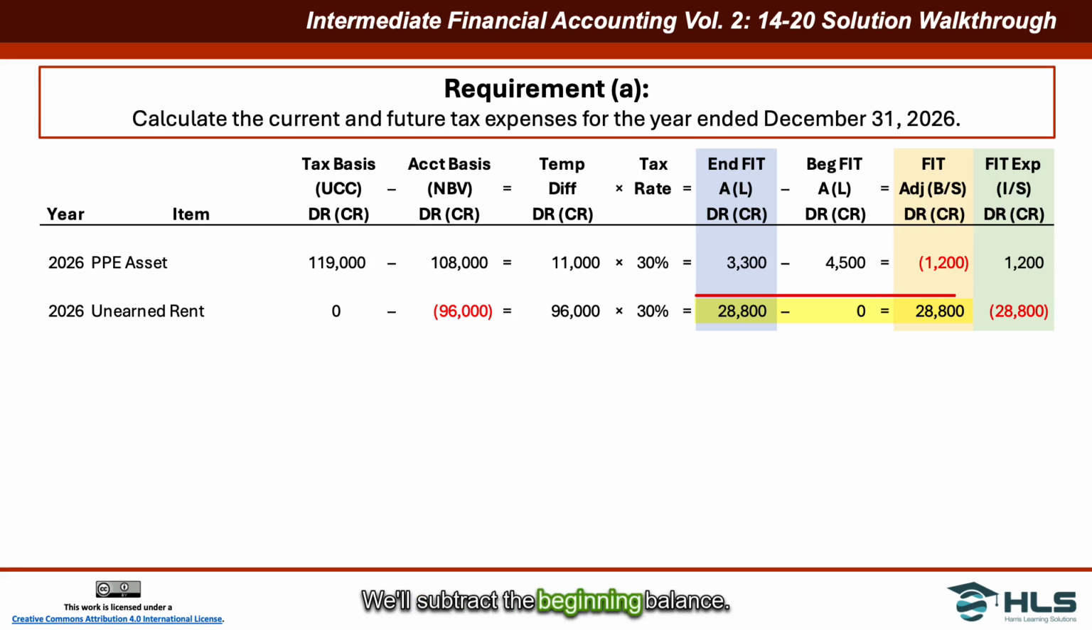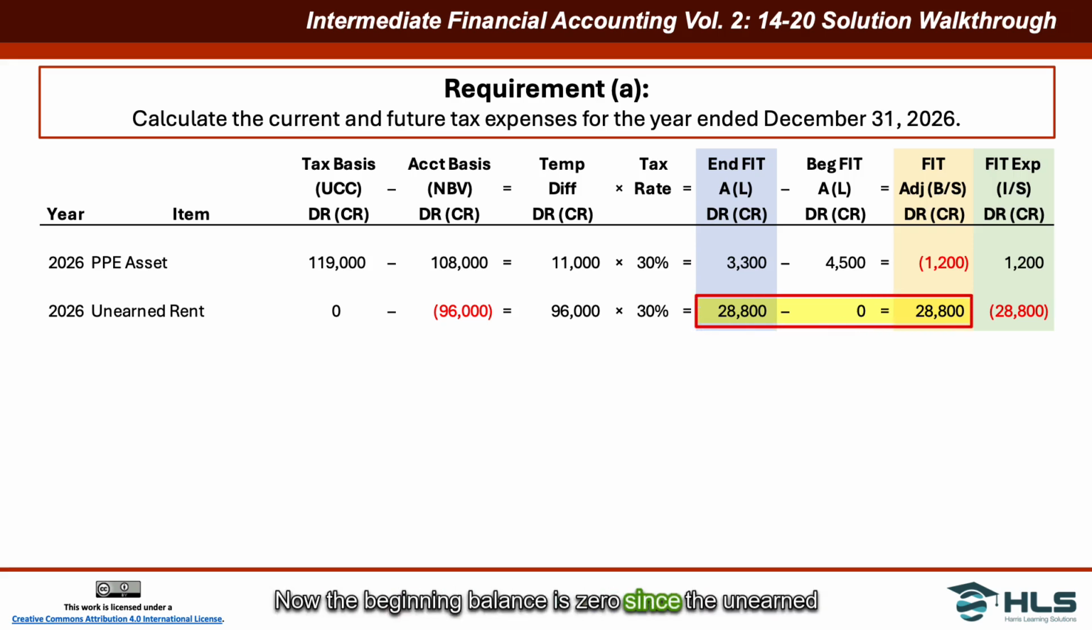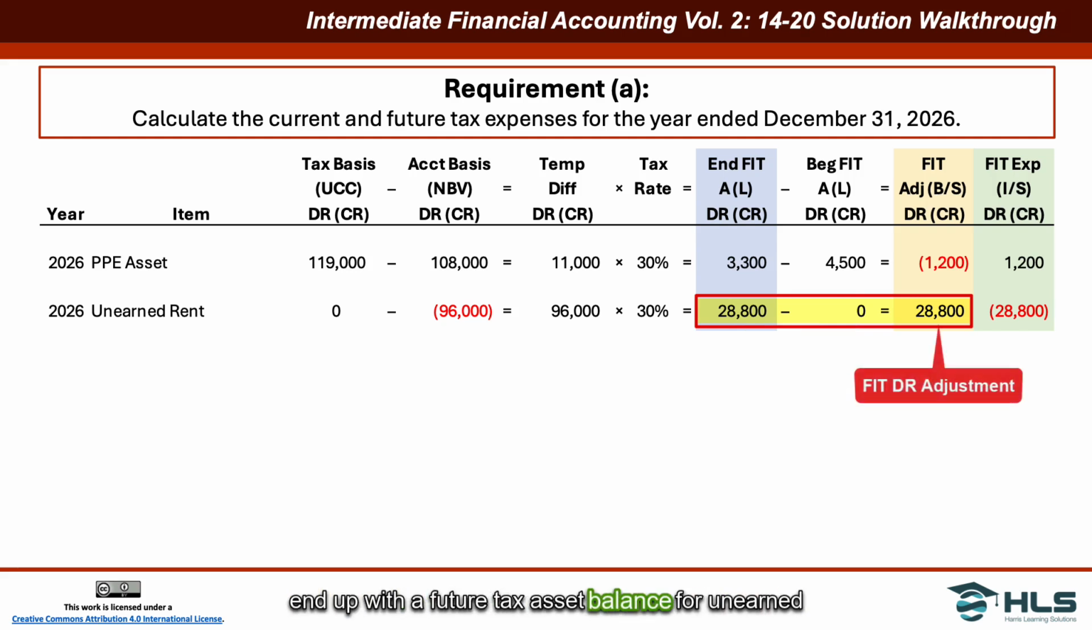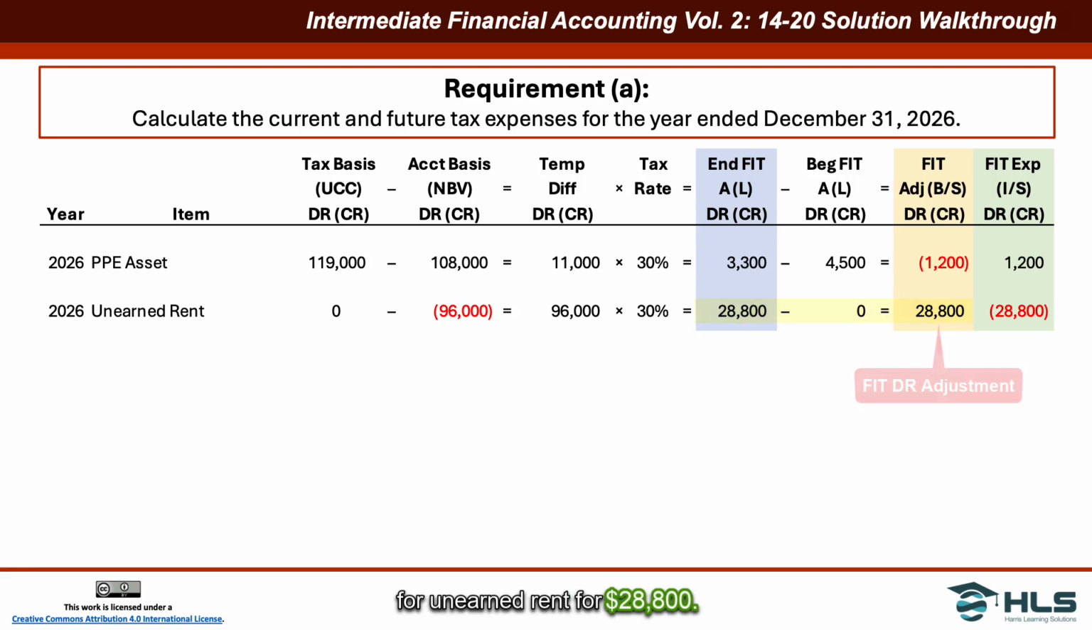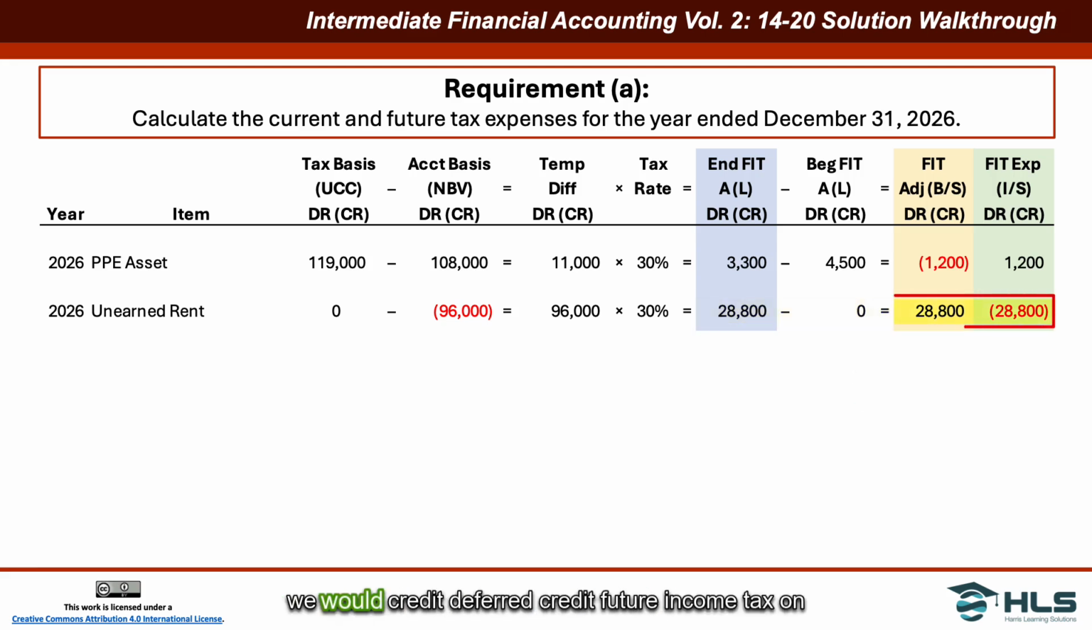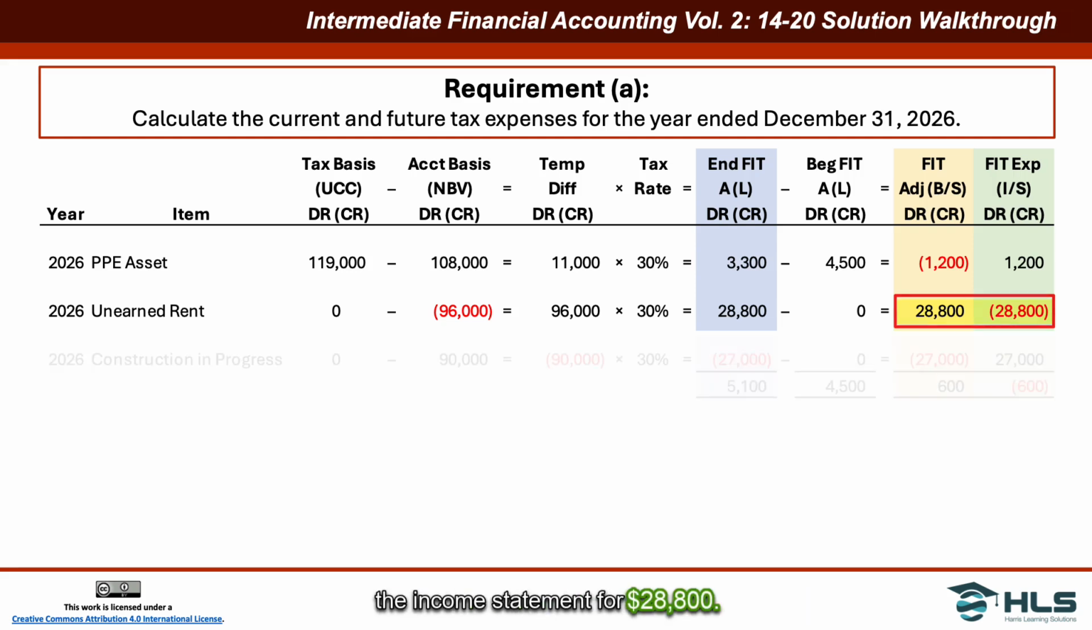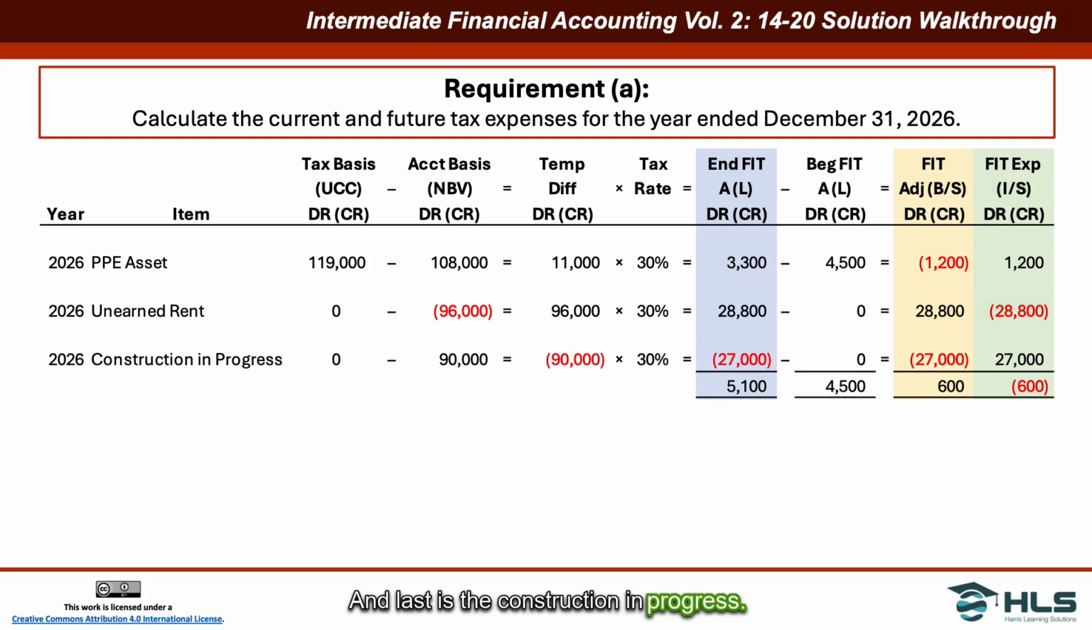We'll subtract the beginning balance. Now the beginning balance is zero since the unearned rent was just received, which means that in order to end up with a future tax asset balance for unearned rent of $28,800, we must debit the future tax account for unearned rent for $28,800. And to make the journal entry balance, we would credit future income tax on the income statement for $28,800. And last is the construction in progress.